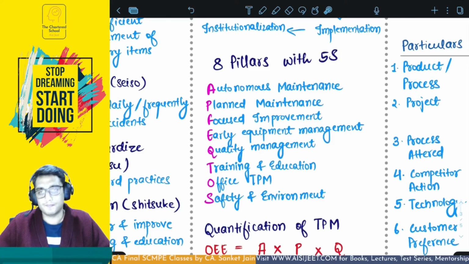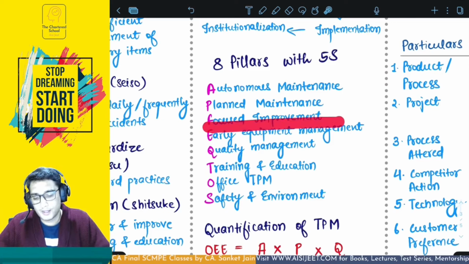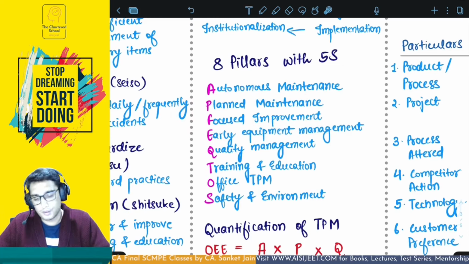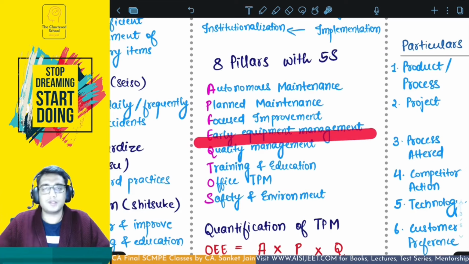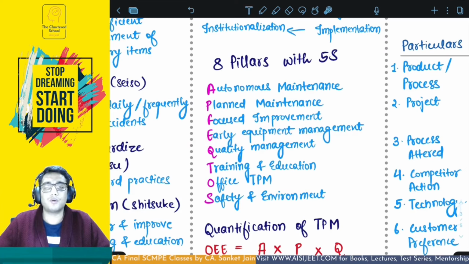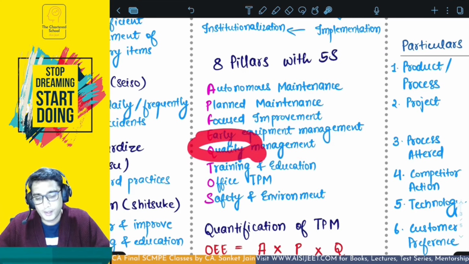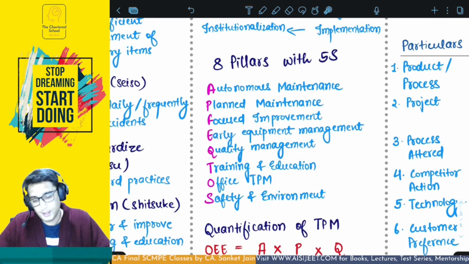Third is focused improvement, that is dealing with Kaizen basically, that if you want to have small changes, you can implement Kaizen here. Next is early equipment management, which is that you want to create the equipment as early as possible. Fourth is quality management. You are focusing on the quality of the products so that your customers can be satisfied. Here, customer satisfaction is kept at priority.